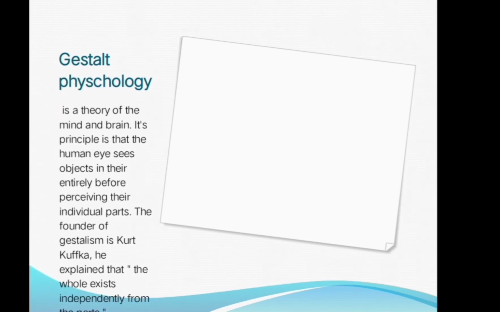Gestalt design laws. Gestalt psychology is a theory of the mind and brain. Its principle is that the human eye sees objects in their entirety before perceiving their individual parts. The laws are as follows. The first one is the law of proximity, which means people group things together that are close together in space. The second one is the law of similarity.